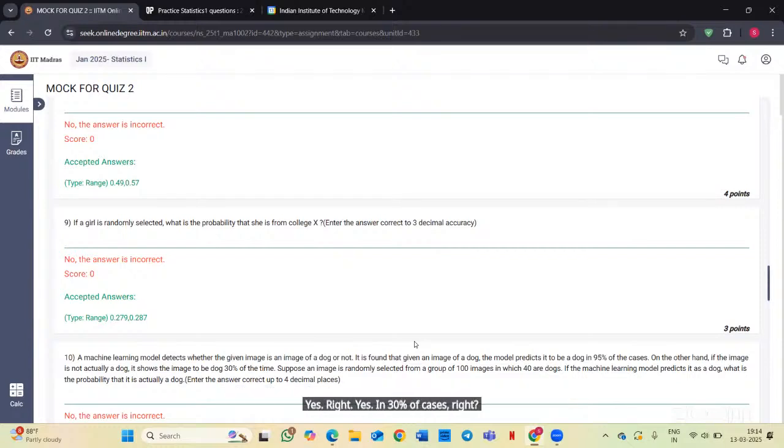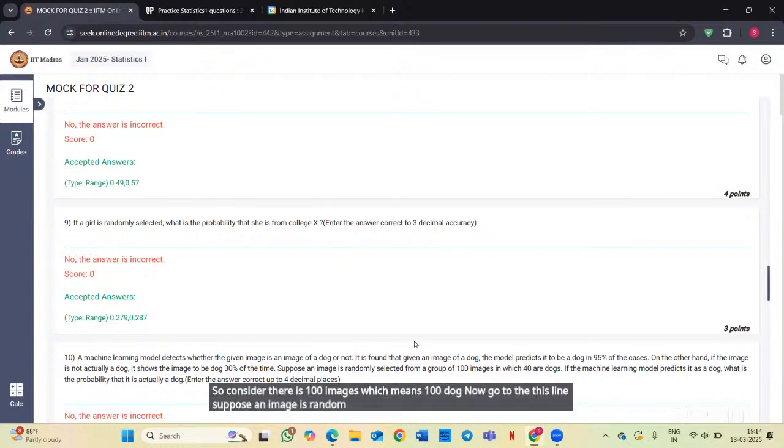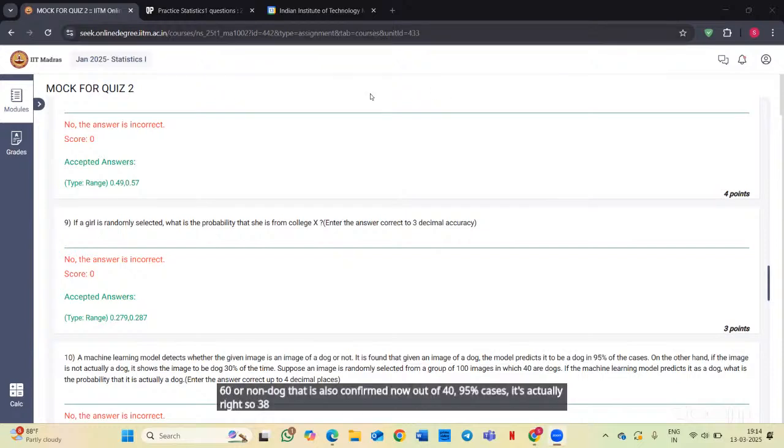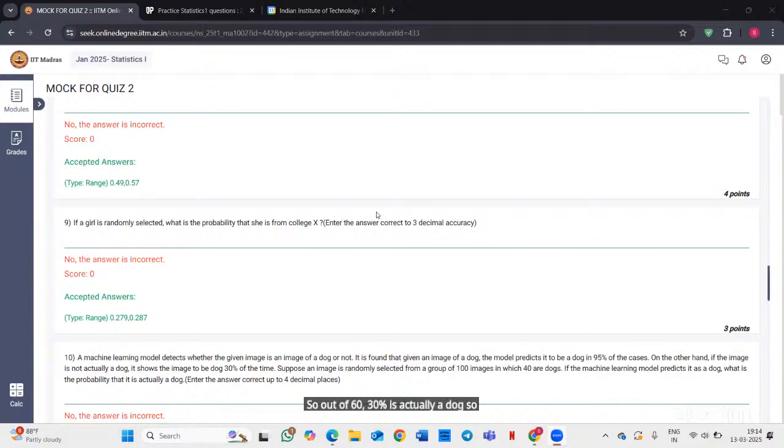Yeah. So consider there are 100 images. Now go to this line: suppose an image is randomly selected from a group of 100 images. 40 are dog, that's confirmed. 60 are non-dog, that is also confirmed. Now out of 40, in 95% of cases it's actually right. Yes. So 38 are dog. From 60, which are non-dog, it's saying they are dog in 30% of cases. So out of 60, 30% is predicted a dog. So total predicted dog is 38 plus 18, 30% of 60.